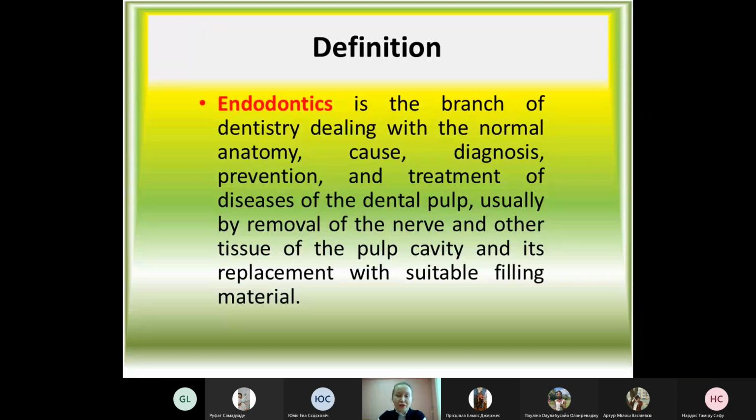So what is endodontics? This is a term derived from the Greek language, and it means the study of what is inside. Endodontics is the branch of dentistry dealing with the normal anatomy, cause, diagnosis, prevention, and treatment of diseases of the dental pulp, usually by removal of the nerve and other tissue of the pulp cavity and its replacement with suitable filling material.